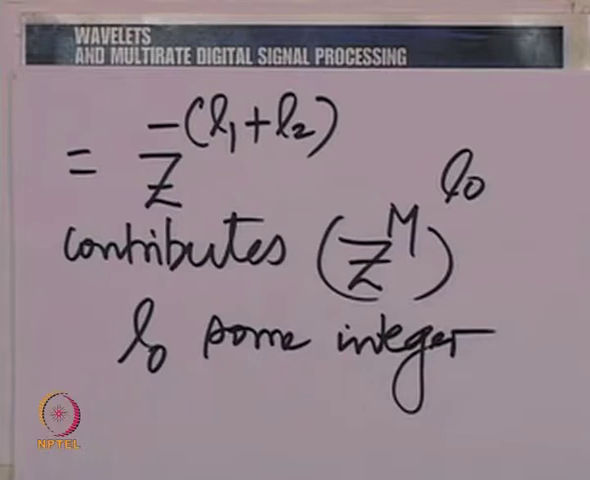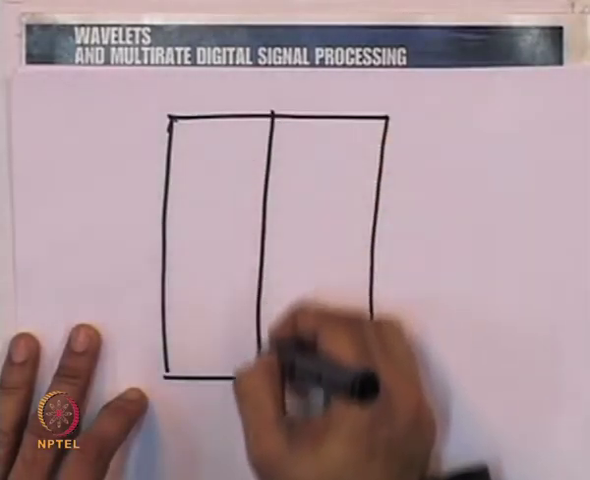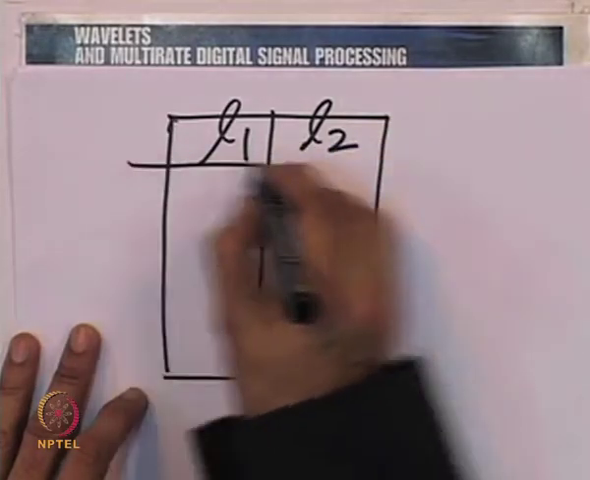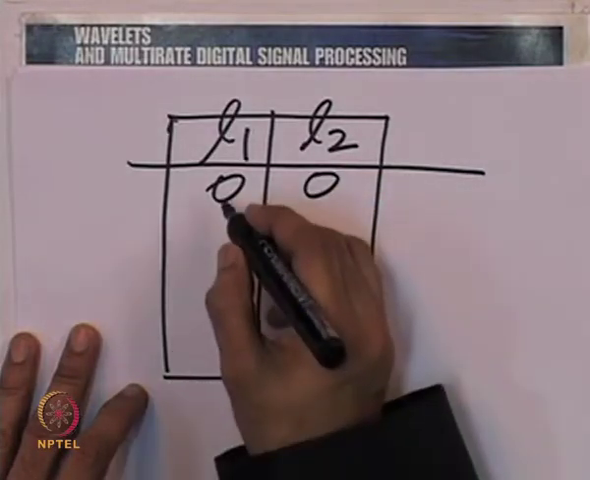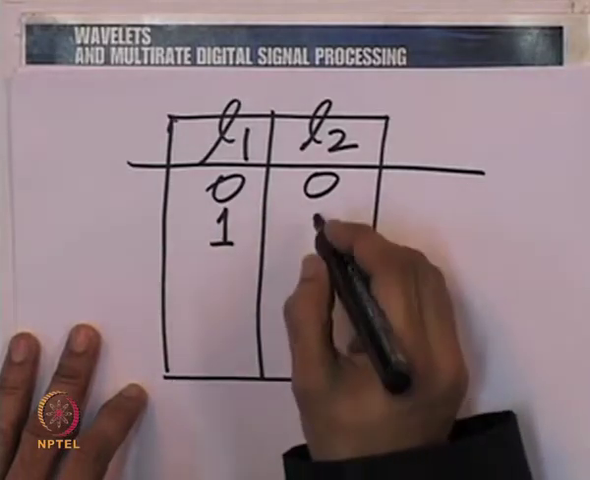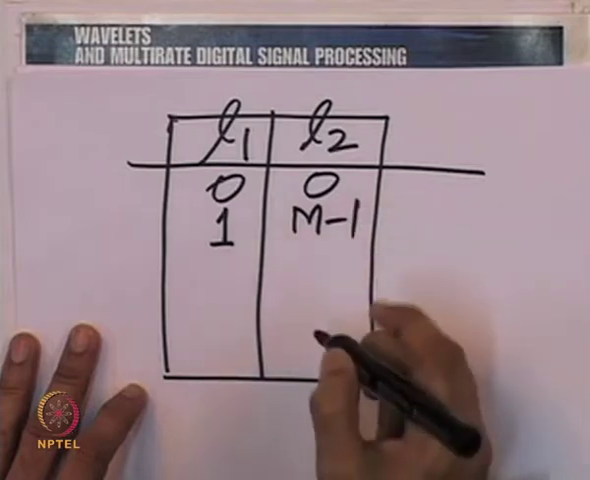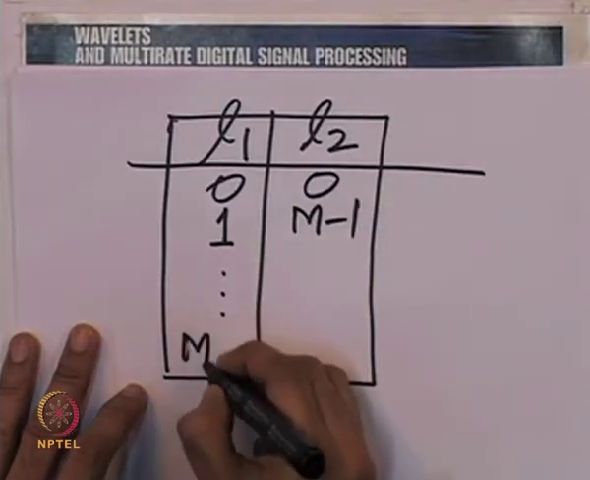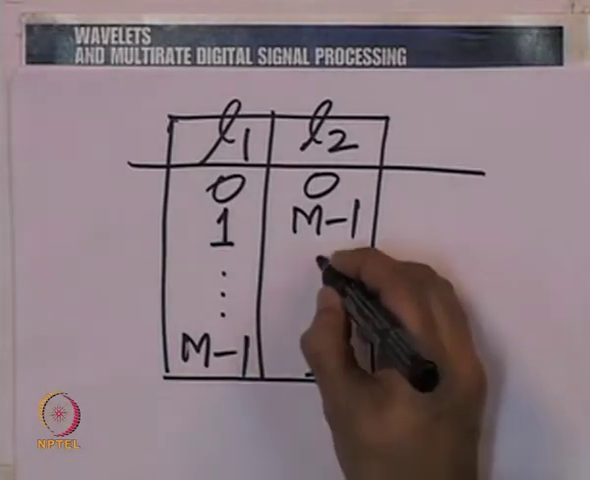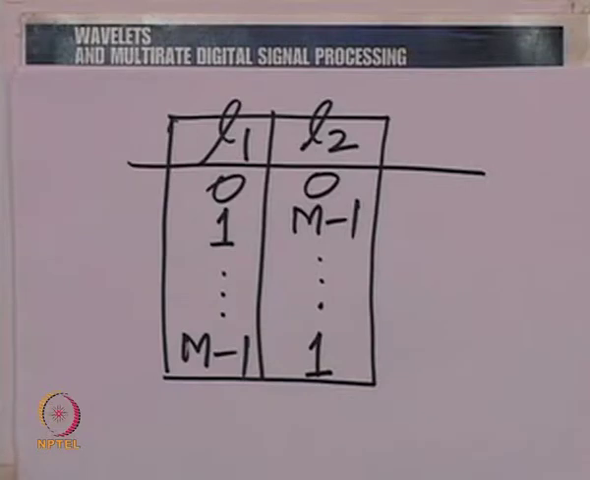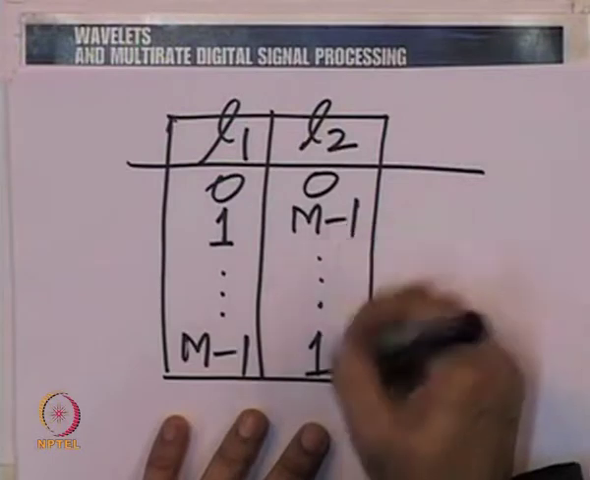So, let us make a table of L1 and L2. When L1 is 0, there is no other possibility but that L2 be 0. When L1 is 1, there is no possibility other than that L2 be M minus 1. And finally, when L1 is M minus 1, there is no possibility other than that L2 be 1. There is a very easy association. In fact, there is just one pair that needs to go together. With each L1, we can choose only one unique L2, so that we can pull out the zeroth order polyphase component. So, we have a very simple expression for this.